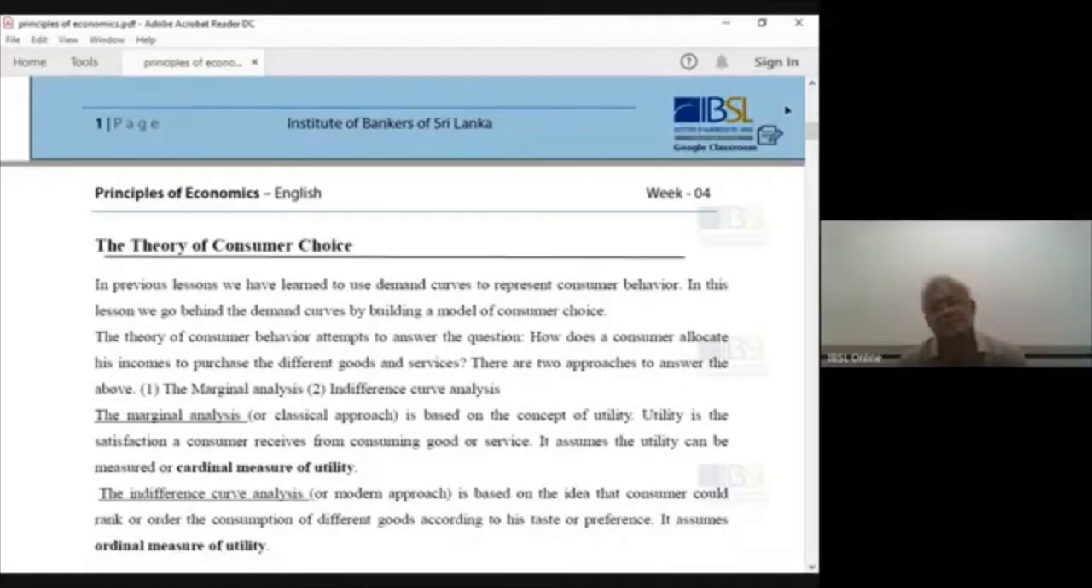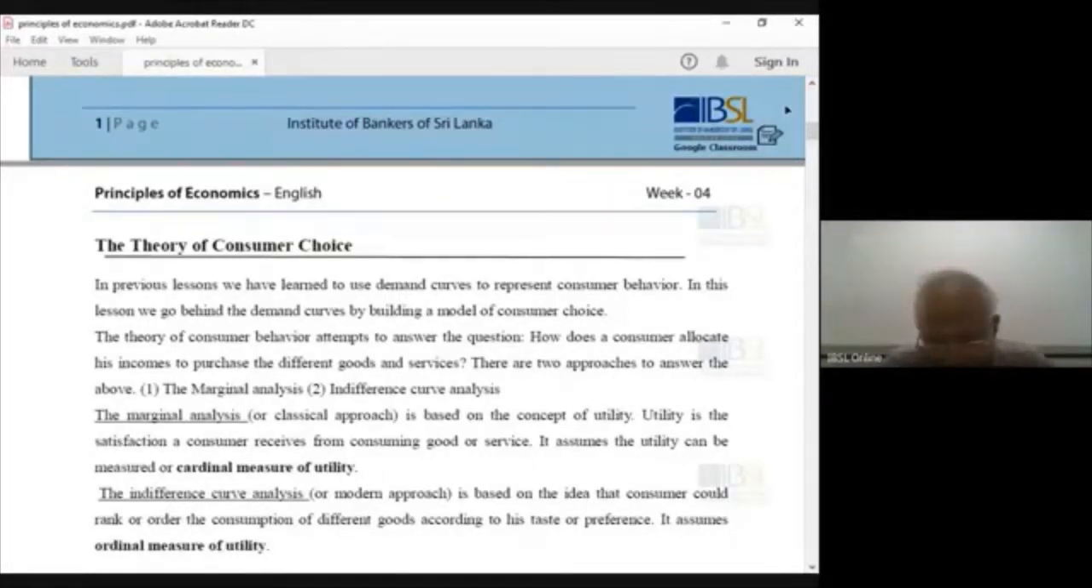After that, we discussed the third lesson. We discussed the elasticity, how elastic the demand, how elastic the supply. Then we discussed various quantitative measures of elasticity: price elasticity of demand, income elasticity of demand, cross price elasticity of demand, and the price elasticity of supply. Then we discussed the determinants and uses. Now this lesson we will go behind the demand curve.